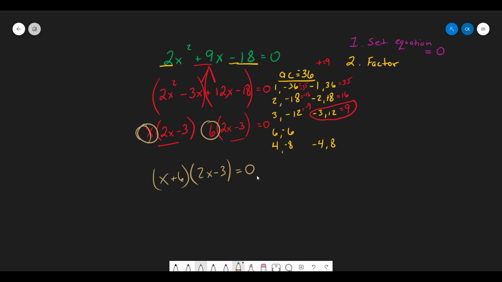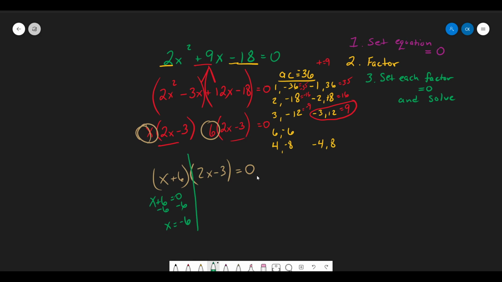Step 3 is to then solve. Set each factor equal to 0 and solve. So that means I'm going to take my first factor of x plus 6, set it equal to 0, and solve. So subtract 6 from both sides, and I get x equals negative 6.